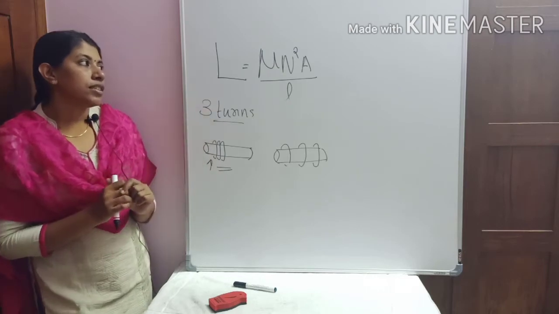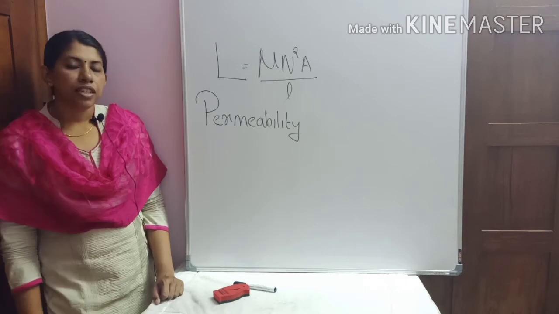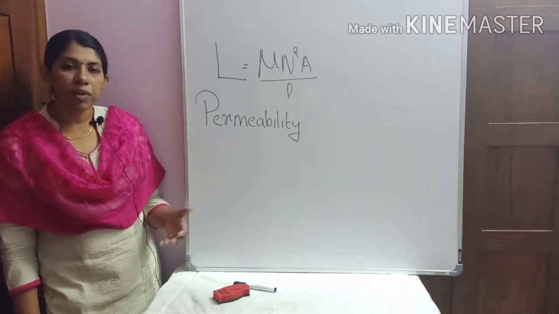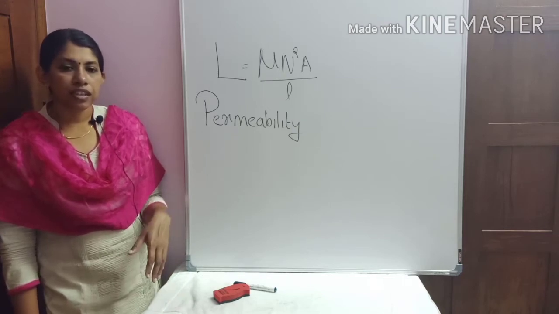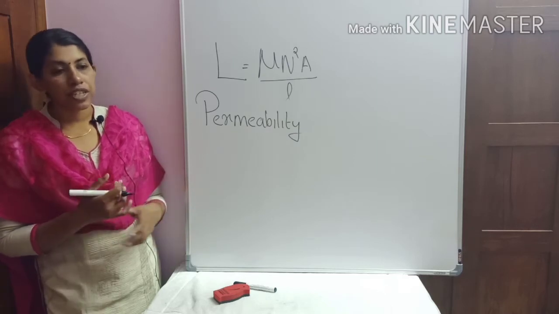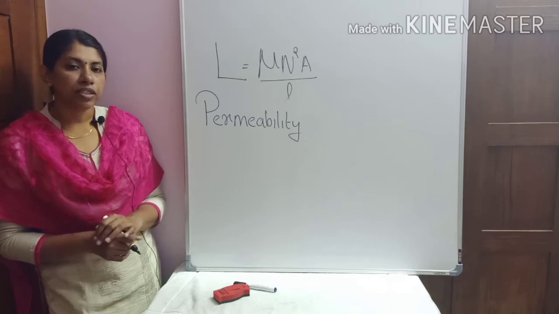Now we will consider the parameter mu. Mu can be called the permeability. If the core is a magnetic material, more magnetic flux can pass through it. So with more magnetic flux, when there is a change in the current, the induced EMF will be more, therefore inductance is also more. So that is how it depends on the parameter mu.